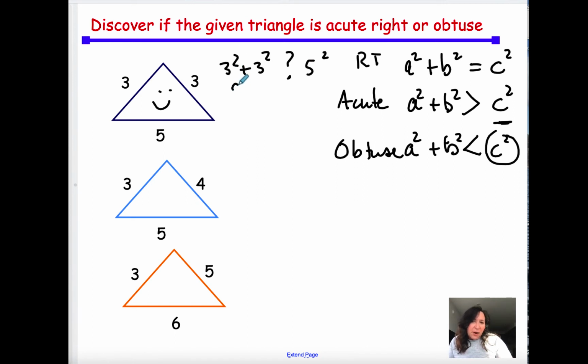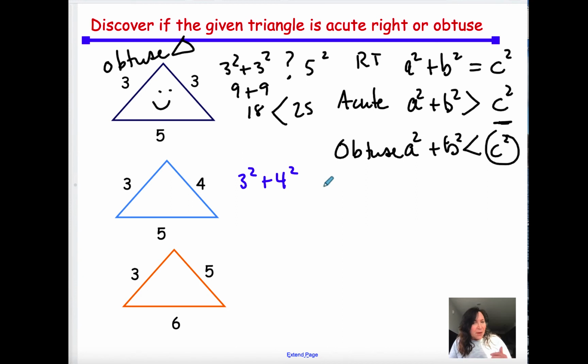3 squared is 9, so 9 plus 9, which is 18. And 5 squared is 25. So we have 18 is less than 25, or I can say 25 is greater than 18. And so this would be what we call an obtuse triangle. For the second one, again, I'm going to say 3 squared plus 4 squared. I'm adding the sums of the squares of the 2 smaller sides. And for the third side, there's 5 squared. So we have 9 plus 16, which is 25. And 5 squared is 5 times 5, also 25.